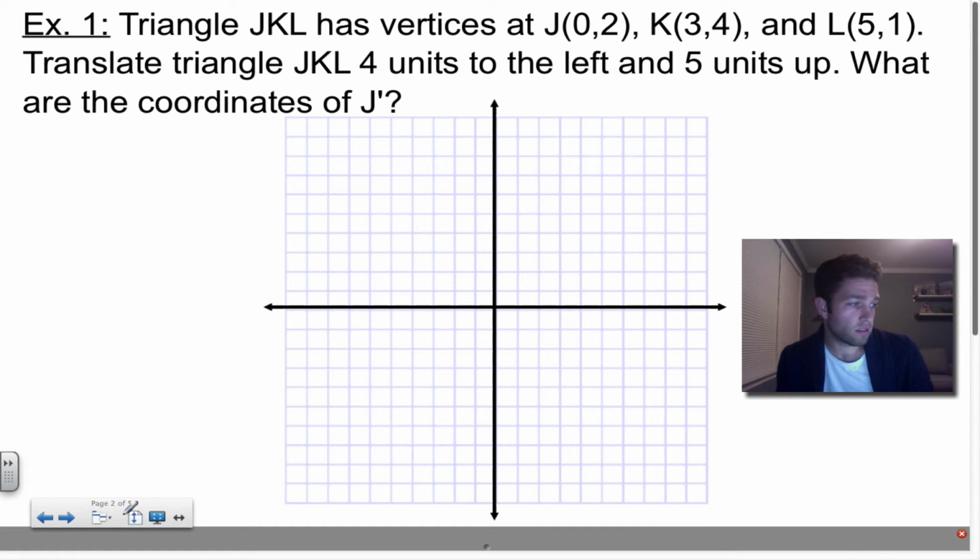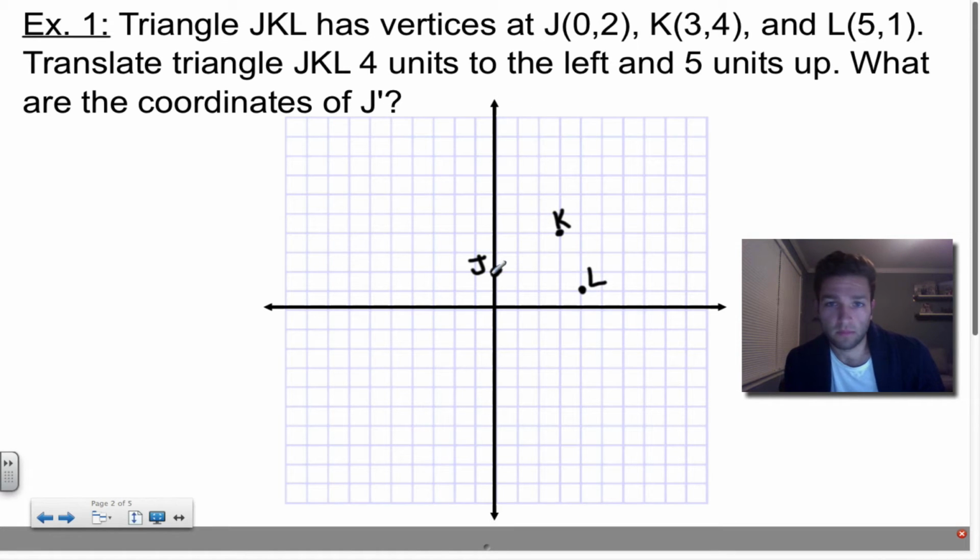So let us graph these. (0, 2) would be right here, and that's J. K is at (3, 4). If you haven't graphed in a while, just refresh yourself with a coordinate plane. We've got quadrant 1, quadrant 2, 3, and 4. We've got your x-axis and your y-axis.